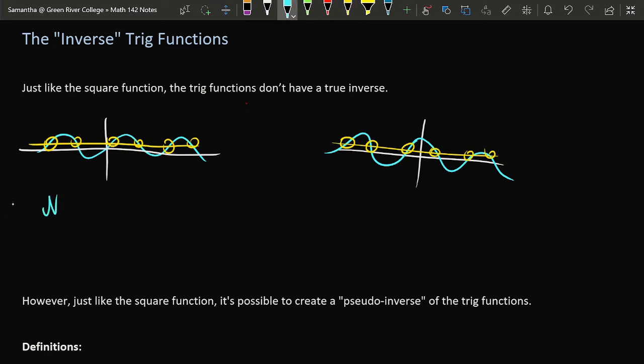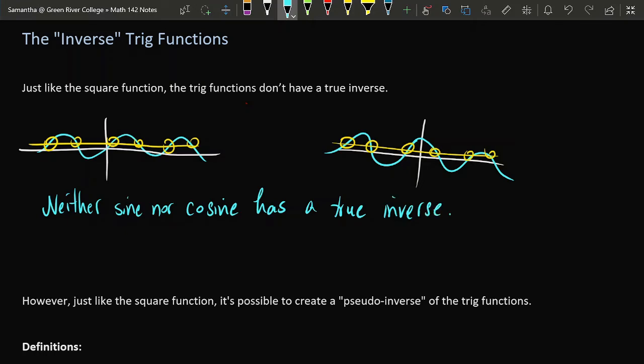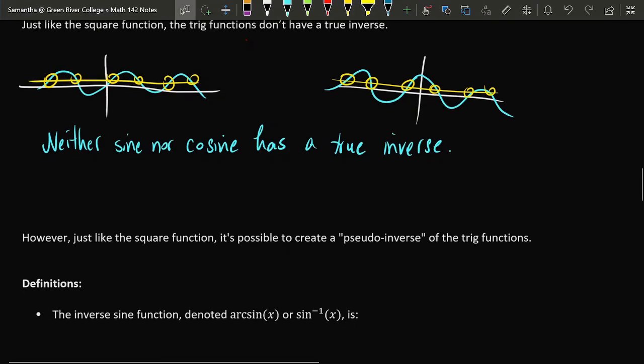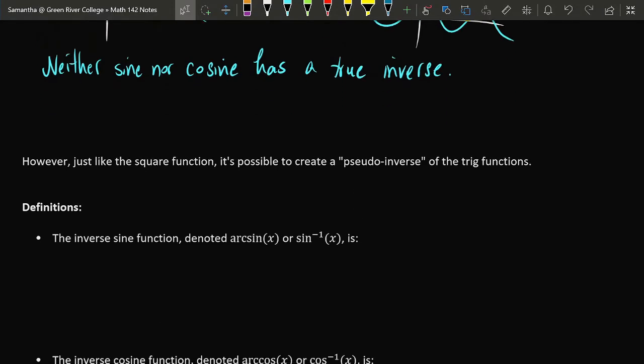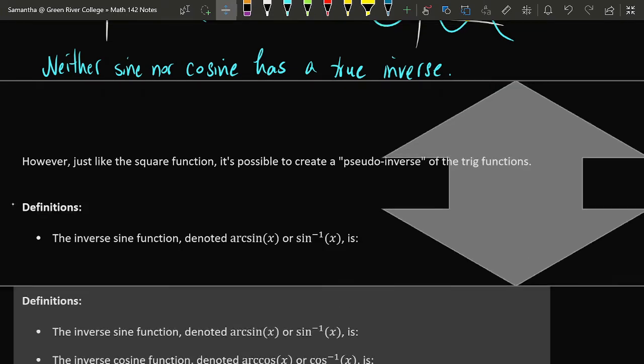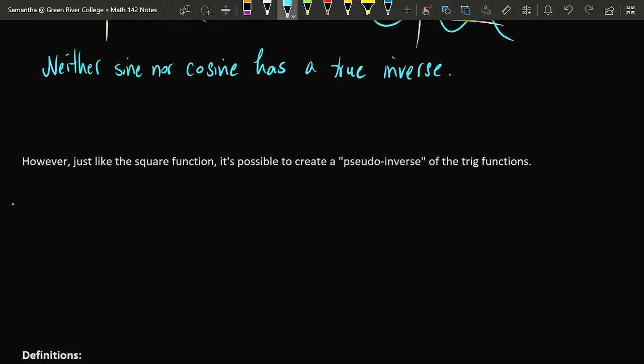So neither sine nor cosine has a true inverse. They fail the horizontal line test when you graph them. However, just like we did for f of x equals x squared, it's possible for us to come up with what I call a pseudo-inverse for the trig functions.